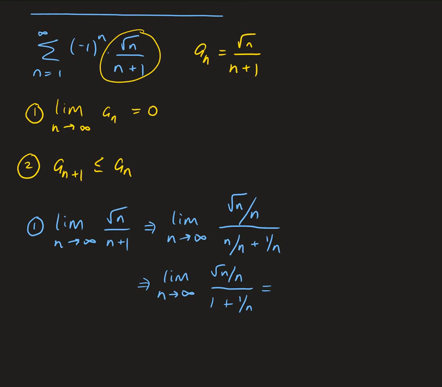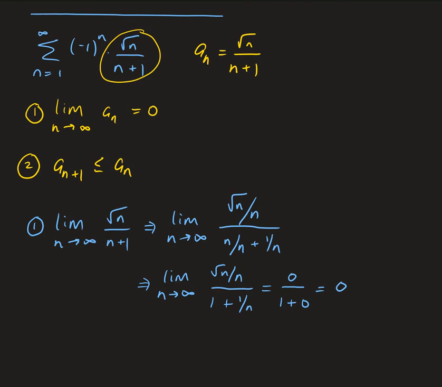All right, so let's see. The root n is increasing, but it's not increasing at a faster rate than n. Basically n increases at a faster rate than the square root of n. So for the numerator you're going to get 0, and then here you're going to get one. On the bottom we have 1 over n, so 1 over something getting larger is going to approach 0. So we end up getting 0. So that's one way we can do the limit.